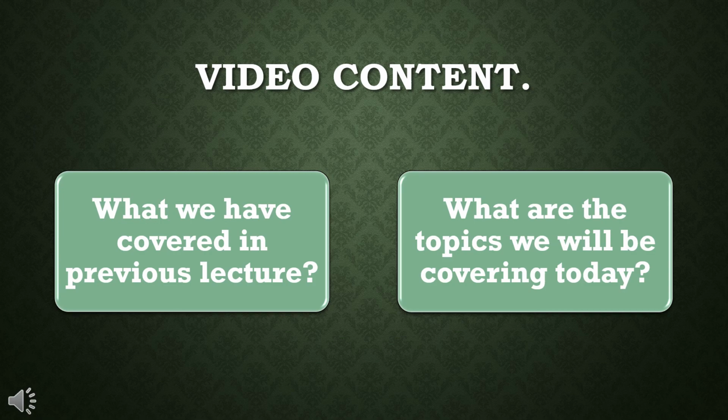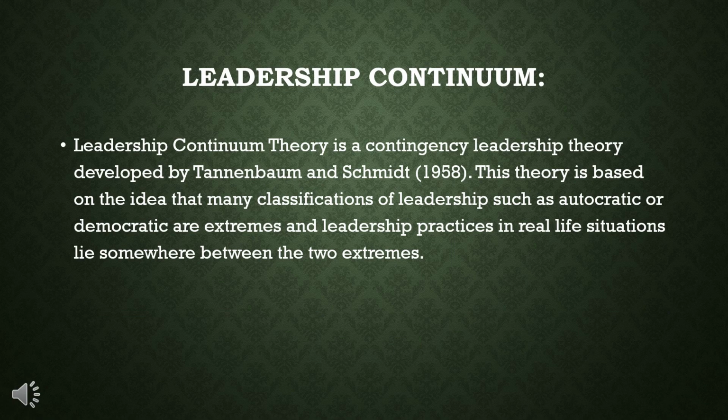So let's get started. The first topic of the day is the leadership continuum. This theory is based on the idea that many classifications of leadership, such as autocratic or democratic, are both extremes, and leadership practices in real-life situations lie somewhere between these two. The main idea behind the introduction of the model is that current classifications of leadership styles are too general, and in reality, leadership practices exercised by the majority of organizational managers lie somewhere in the middle.